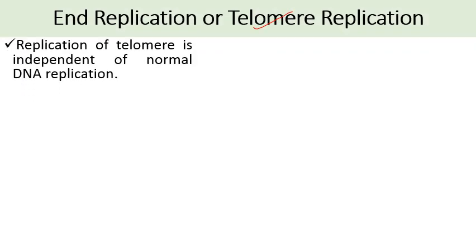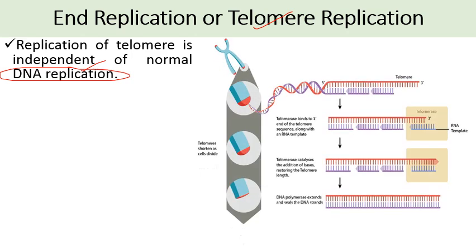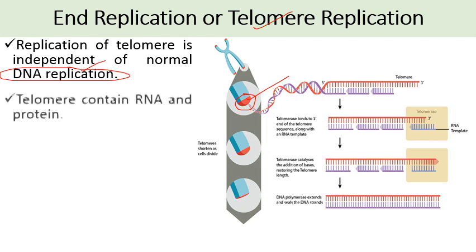Next comes end replication or telomere replication. So जो telomeric region होता है chromosome का, that is tips, वहाँ पर replication थोड़ी सी different होती है normal replication से. Replication of telomere is independent of normal DNA replication. So this region of chromosome, that is the tips, इसे telomere कहते हैं. और यहाँ पे जो DNA replication होता है, that is slightly different from the normal DNA replication.